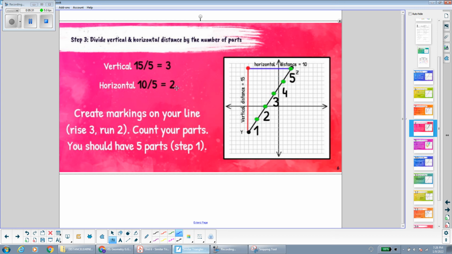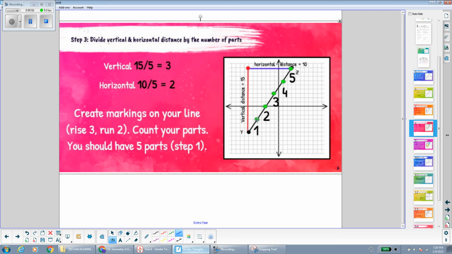And that tells us if we start at one of the endpoints, so if I start at point Y, if I go up 1, 2, 3 boxes and over 2 boxes, I can mark down that point as one piece that I'm splitting my line segment into.